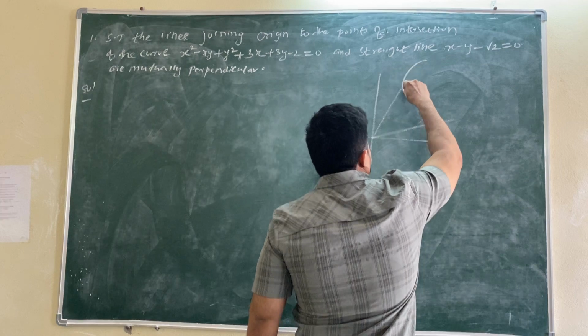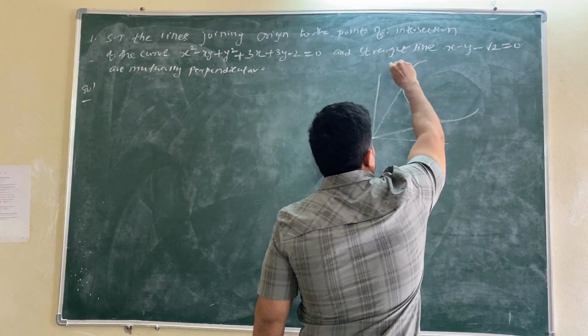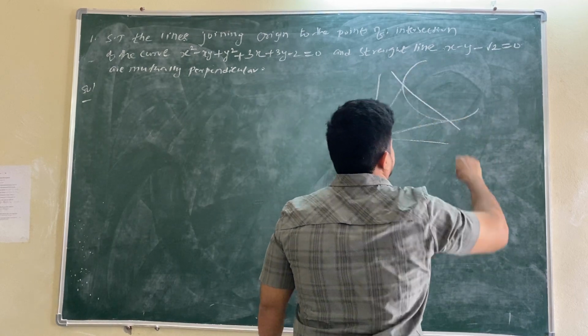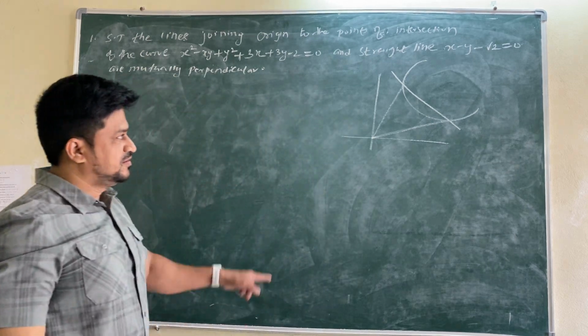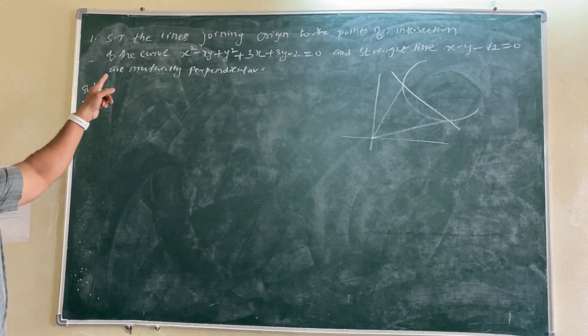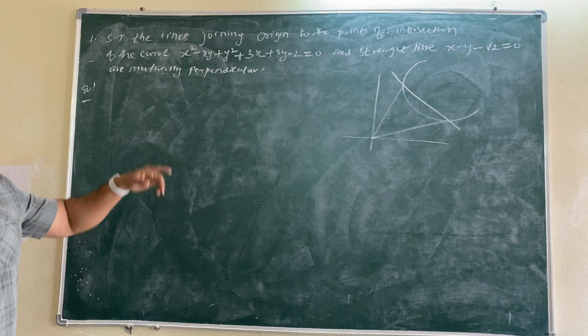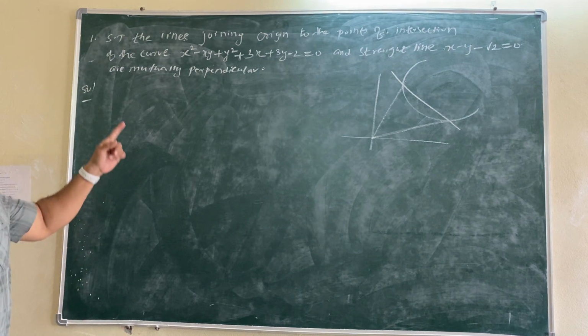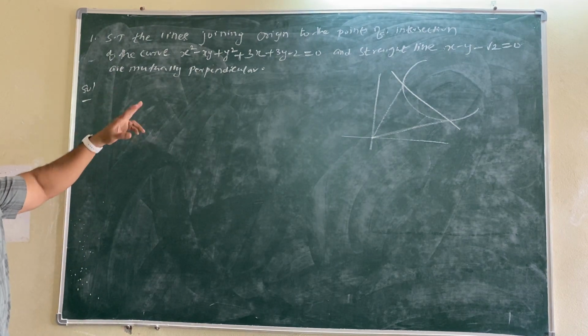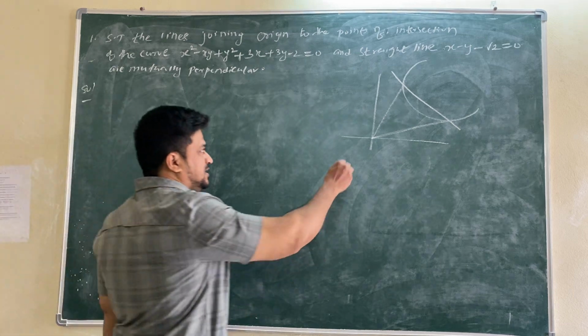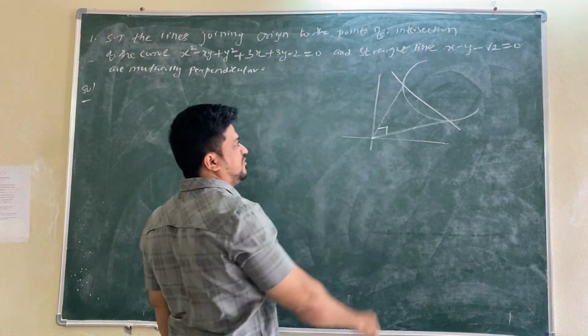There is a curve and straight line. What they have given? Show that lines joining origin to the point of intersection of the curve and straight line are mutually perpendicular. These lines are perpendicular, we have to show.